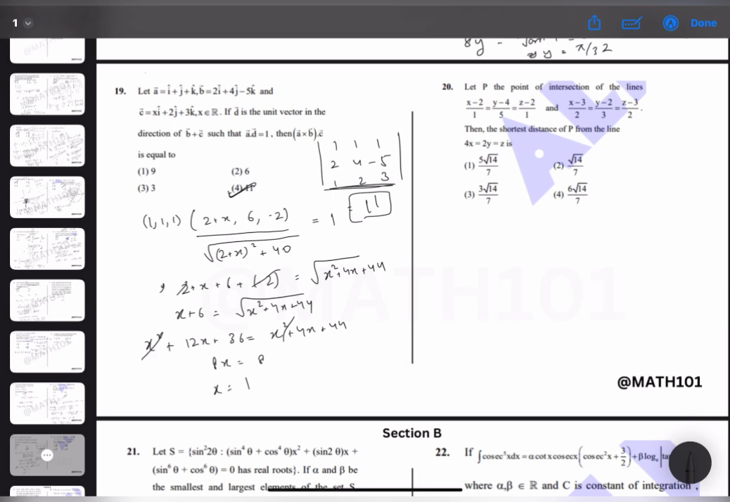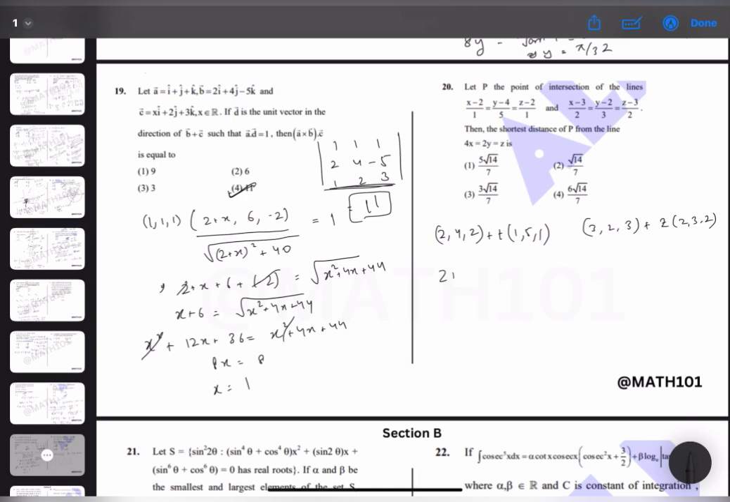Moving on, question number 20. The point of intersection of the lines and the shortest distance of P from this line. So we'll first find the point of intersection. So the lines are (2, 4, 2) plus t into (1, 5, 1), and line 2 is (3, 2, 3) plus z into (2, 3, 2).